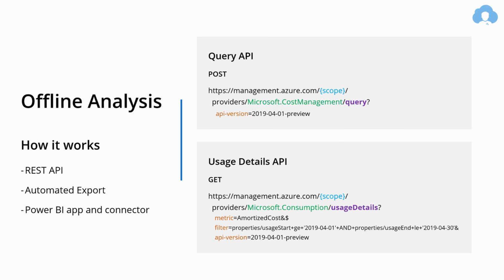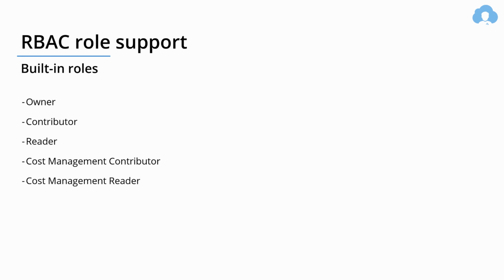But we're not done. Besides this, you have support for RBAC roles. So if someone has an owner, contributor, or a reader access on the resource group, they can review cost management details for those particular resource groups or subscriptions. Additionally, if you don't want to give them such high privileges, there are two built-in roles called Cost Management Contributor and Cost Management Reader, allowing them to only see and manage billing information, which is pretty cool.